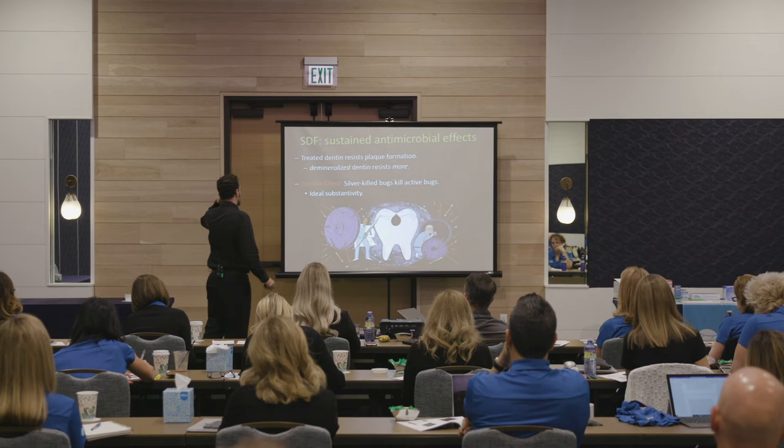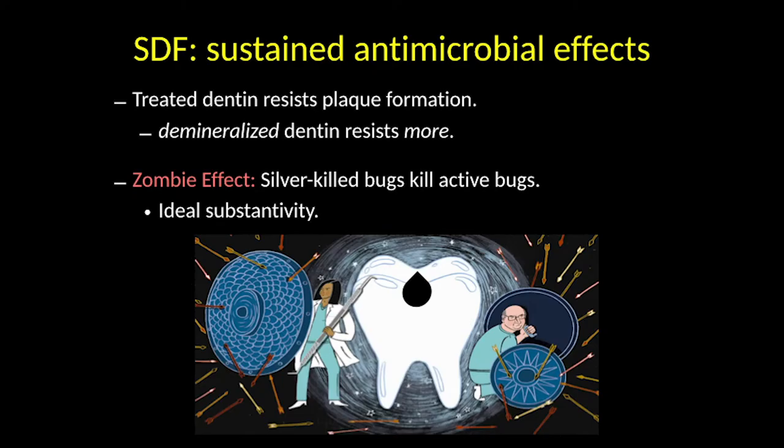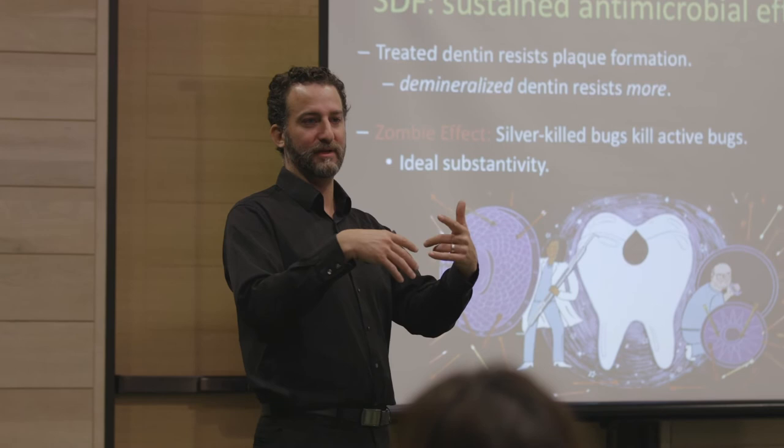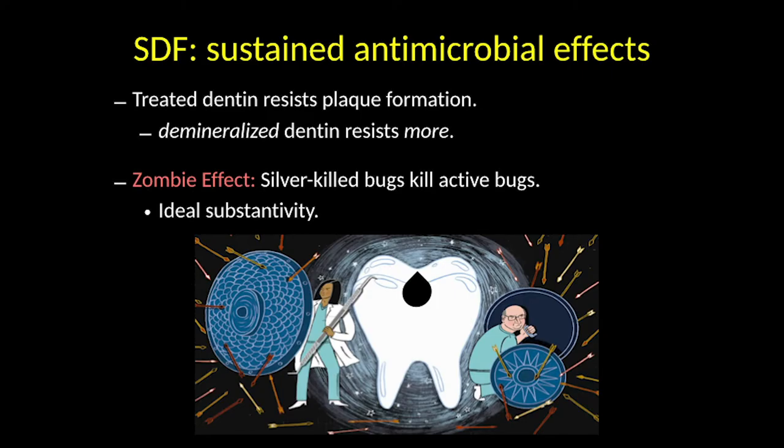And so overall, the way that this stuff seems to work is the silver soaks into the porosities of the tooth. The fluoride soaks in and creates fluorapatite. And as bacterial activity eventually overwhelms that and starts releasing the silver, it helps kill the bacteria that are trying to invade. So the silver that is embedded in the dead bacteria that's sitting around reactivates to kill the living bacteria. So it's kind of like the dead are coming back to kill the living. We call this the zombie effect. It's cute.